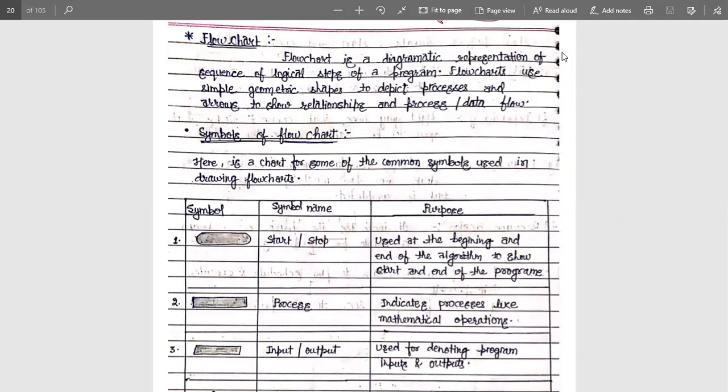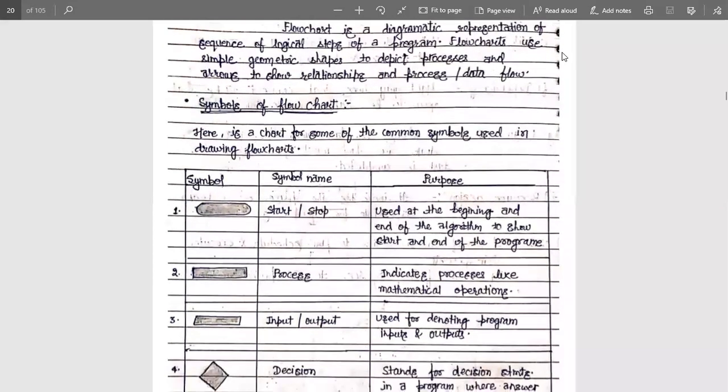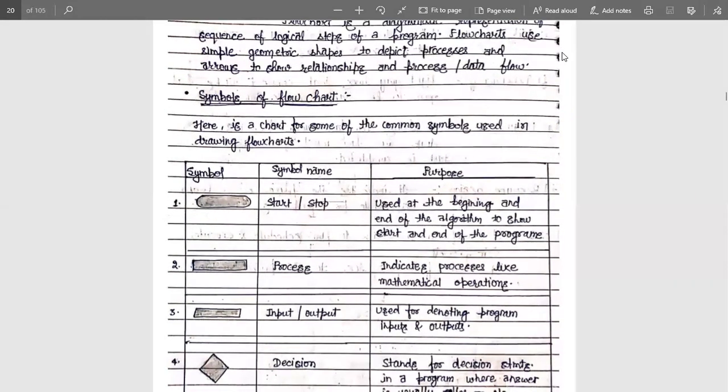Let's start with the symbols of a flowchart. This is the tabular format of the symbols with the purpose for which they are used. The oval shape refers to the starting or ending point, that means from initial to end, source to destination. It is used at the beginning and the end of the algorithm to show the starting or the ending of a program.